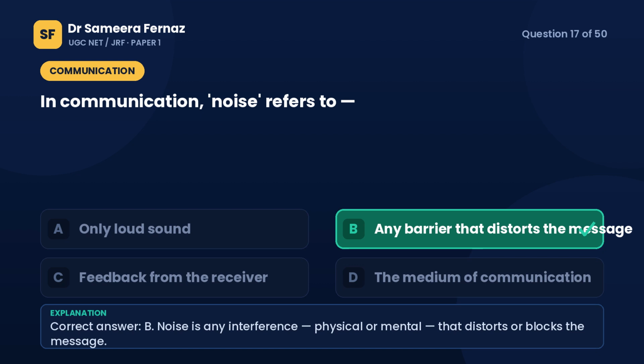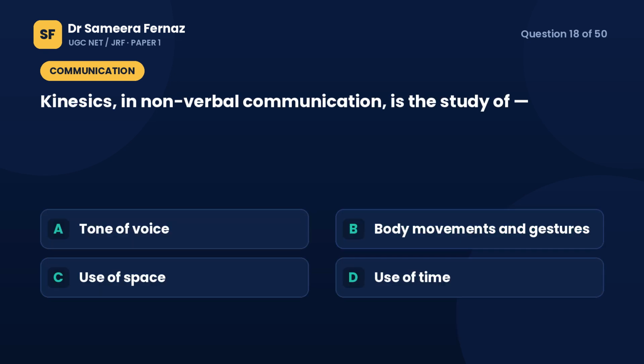Question number 17, Communication. In communication, is noise only a loud sound? So the answer is option A, no. Noise is any barrier that disturbs the message, even a distraction in your mind.